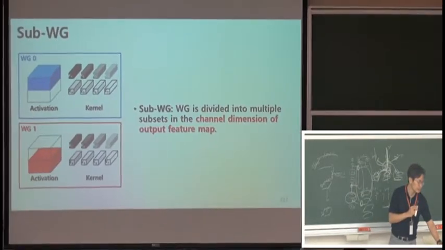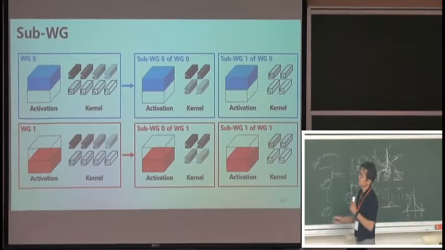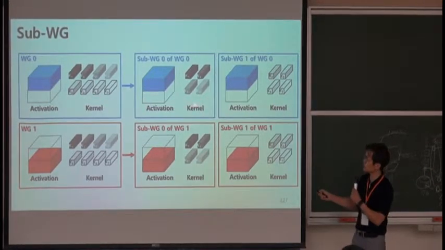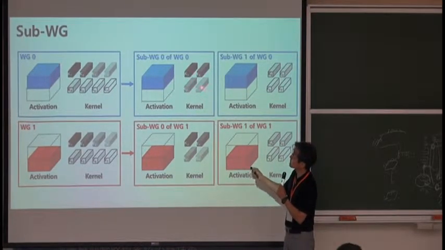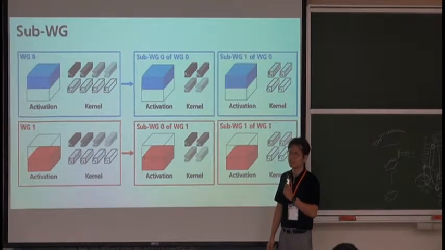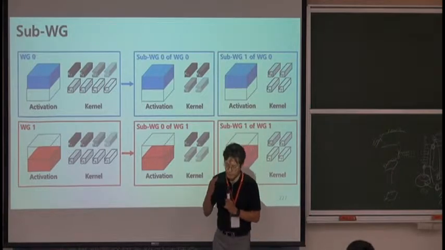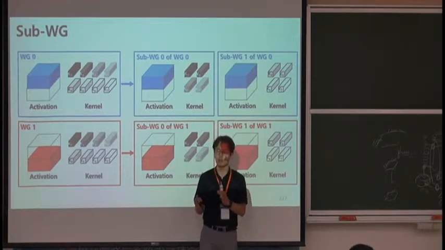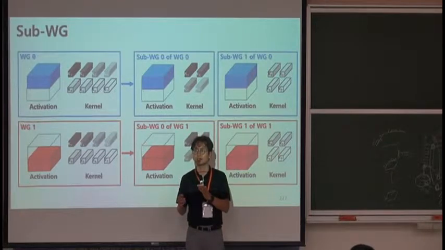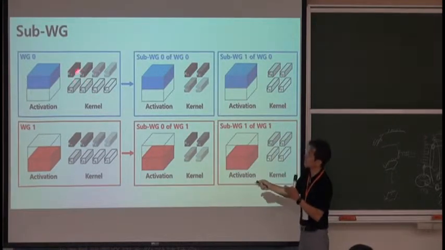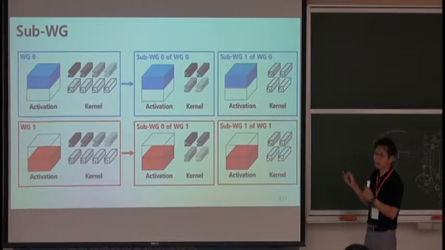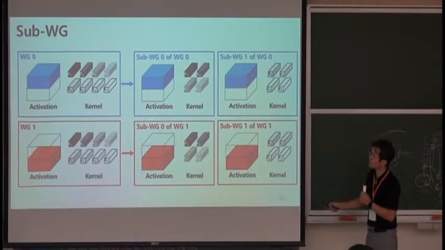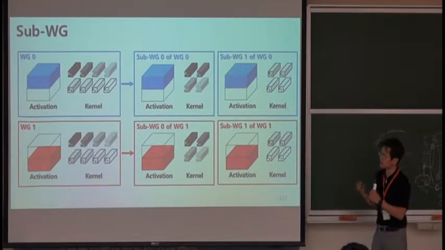Then we further divide each working group into sub-working groups. The reason for the further division is that here we assume we use 4 processing elements. Originally we need to calculate 8 output feature maps, but if we have only 4 processing elements, we need to divide the working group into 4 and 4. We run them in parallel, and after finishing this, we run the computation in parallel for the next. A sub-working group is mapped to a group of processing elements later.